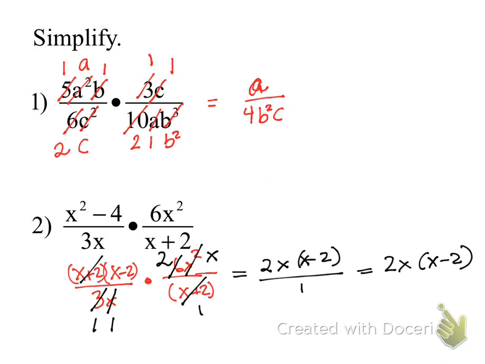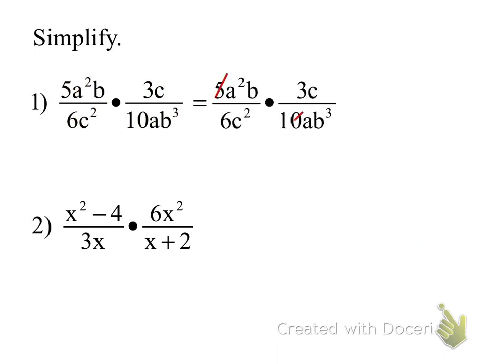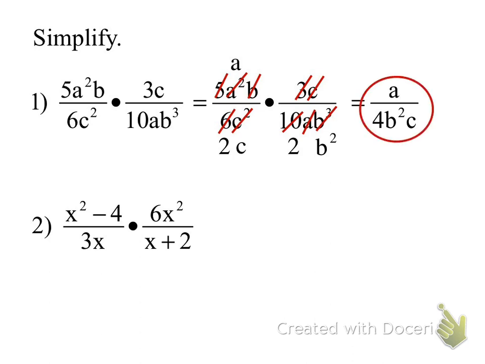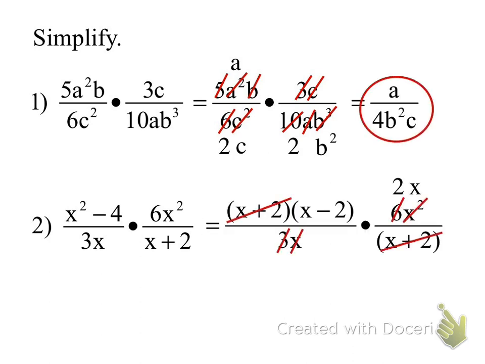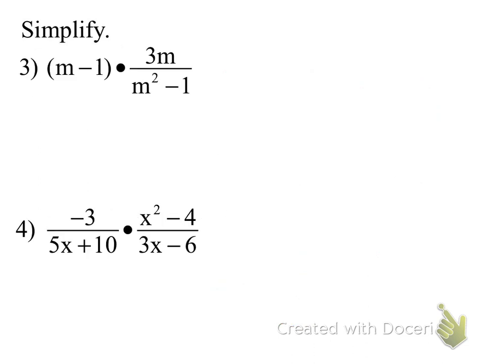And somebody said to me, can I multiply that out? Why would you want to? I want it in factored form. Okay, questions? Okay, moving on. So basically, we're going to factor all 4 parts, or both parts of each fraction, and then we cross cancel.